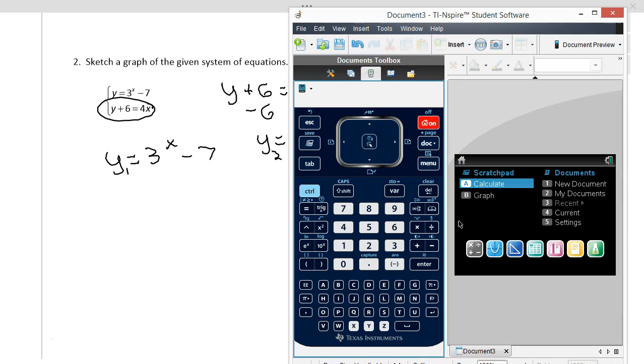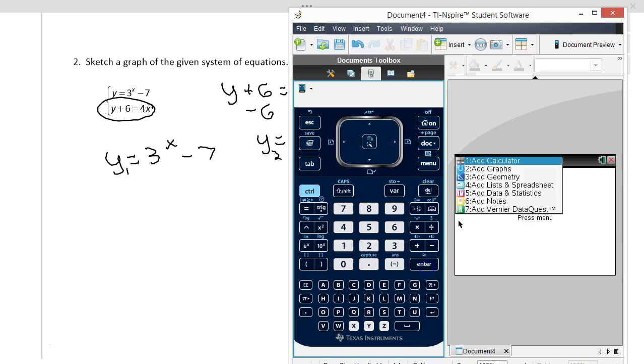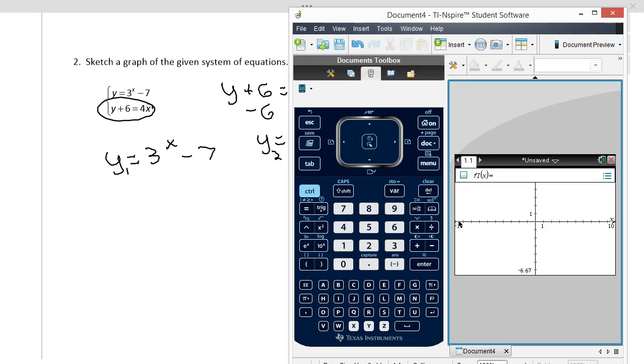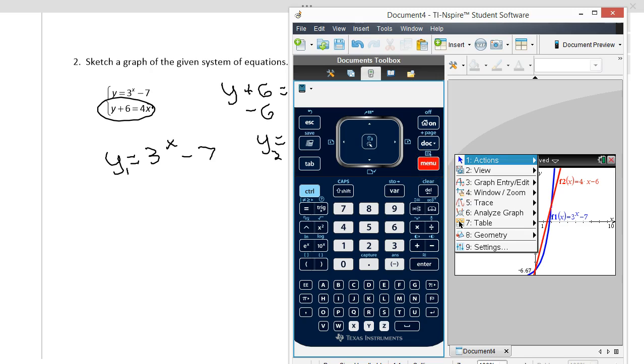So again, I'm going to open a new document. I'm not going to save, add a graph. My first equation is 3 to the x. Make sure you hit to the right so you don't keep typing in the exponent. Minus 7. So we get something that looks like that. And then tab, it was y equals 4x minus 6. You get that.